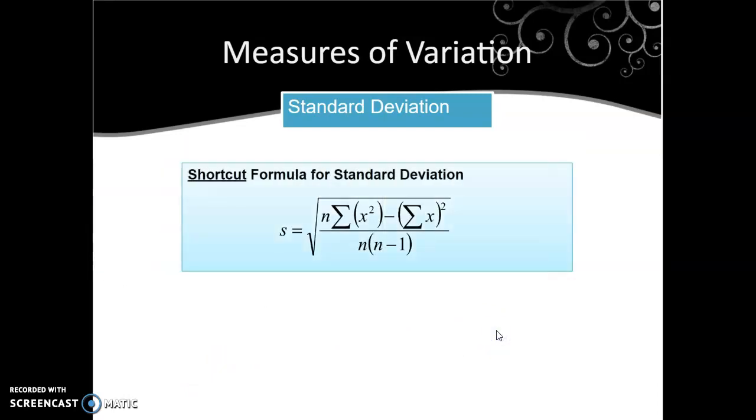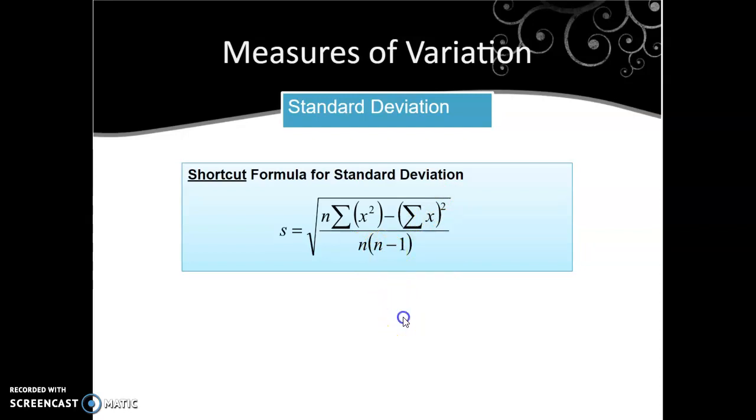Okay, let me show you. It doesn't look like a shortcut formula, I know, but it is a shortcut formula for standard deviation. It gets you the same result as the previous formula. What I want to point out here is, even though this looks uglier, we don't have to calculate the mean here. There's no x bar anywhere in here. So this is how you would use this formula. It's the square root of the number of data points times the sum of their squares, minus the sum of the data points and that number all squared. We divide by the number of data points times that number minus 1.